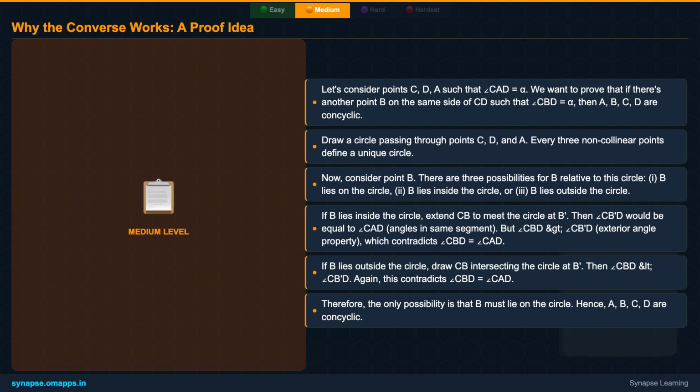If B were inside or outside, we could use the exterior angle property of triangles or properties of angles subtended by a chord to show that angle CBD would not be equal to angle CAD, which contradicts the given information. Therefore, the only logical conclusion is that B must lie on the circle. This elegant proof by contradiction confirms that A, B, C, D are indeed concyclic.